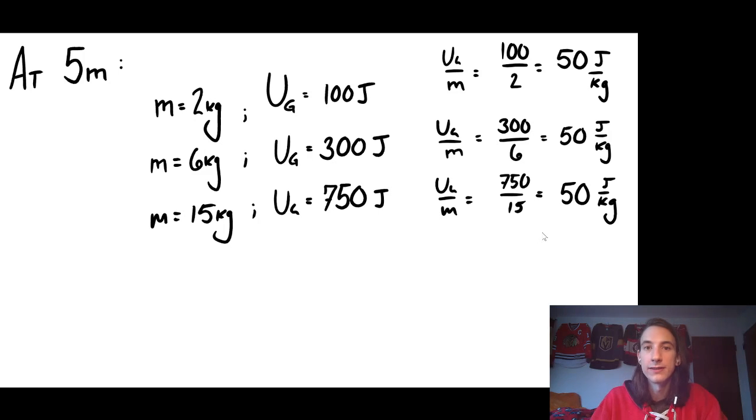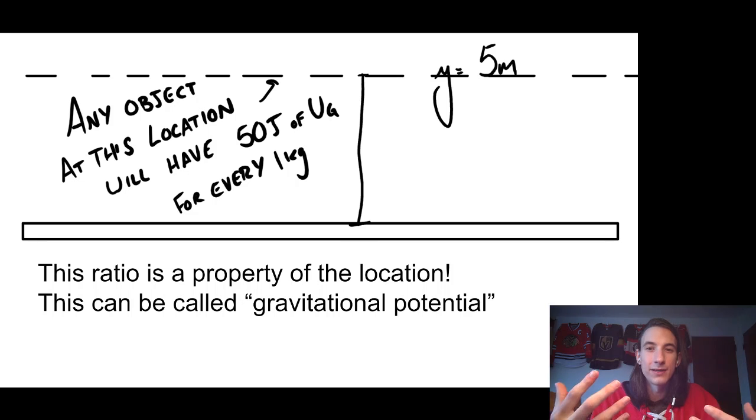So in this case, let's take the gravitational potential energy and divide out the mass. We have 100 joules divided by 2. That's going to be 50 joules per kilogram. If we do it for the 6 kilogram ball, this location of 5 meters also has 50 joules per kilogram. If we do it for the 15 kilogram object, 50 joules per kilogram at that 5 meters. So what's cool is we've given this location of 5 meters this quantity. We can say any object at this location of 5 meters off the ground will have 50 joules of gravitational potential energy for every 1 kilogram of mass. We've defined this ratio that is a property of the location.